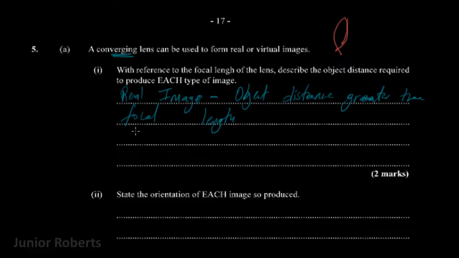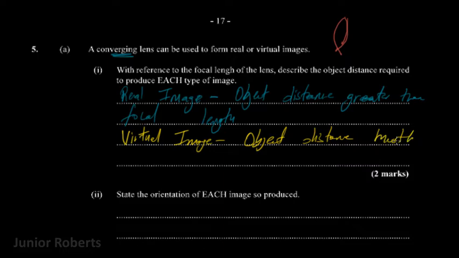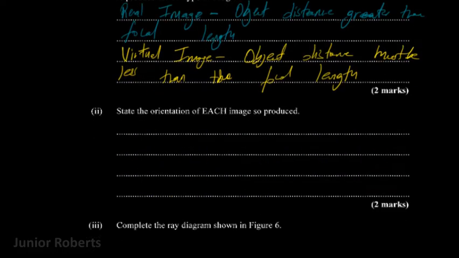Now for a virtual image, the object distance must be less than the focal length. So when the object distance is less than the focal length, we will get a virtual image being formed by our converging lens. Alright, so let's move on.